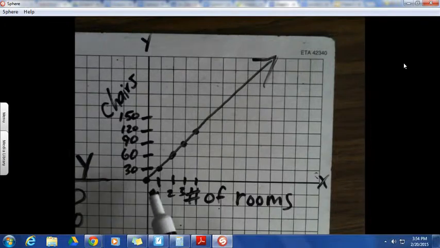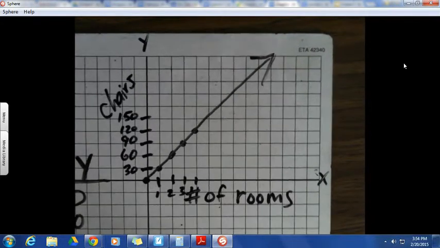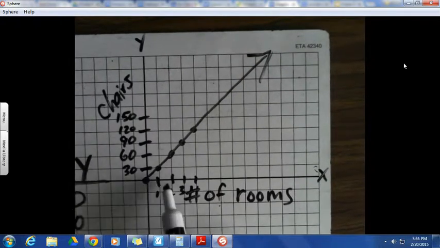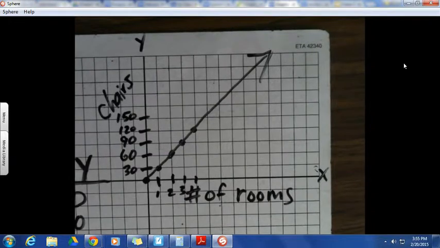Every time we have more rooms, we also have more chairs. Makes sense. And it goes up by increments of 30. 1 room, 30 chairs, 2 rooms, 60 chairs, so on and so forth. So that was graphing a unit rate, and we created a proportional graph.